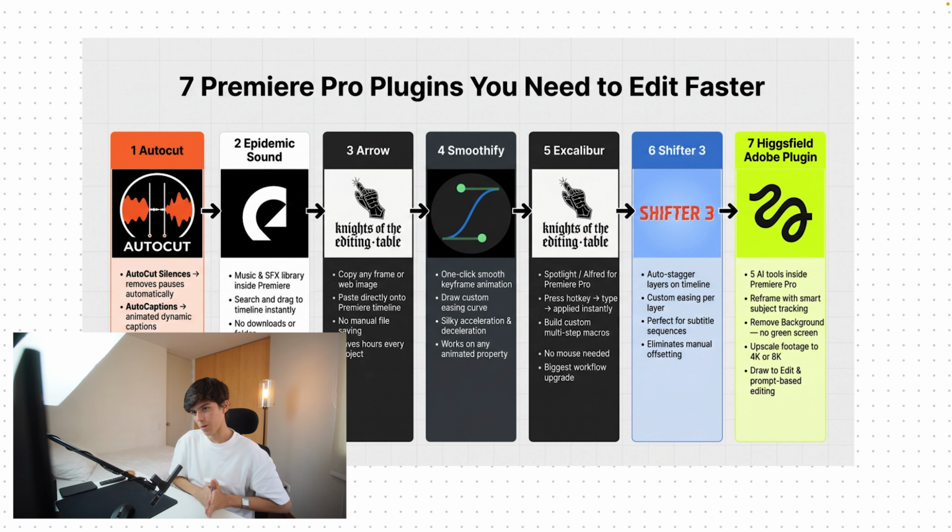So first up, AutoCut. It's basically a suite of 10 different AI-powered features that live directly inside Premiere Pro and DaVinci Resolve. Each one automates a specific part of the editing process that would normally take hours. So let me show you the ones I like the most.